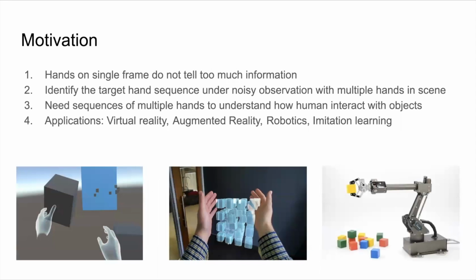Hands are becoming a focus in computer vision to understand how humans interact with objects. But hands in a single frame do not tell too much information. We need sequences of multiple hands to understand interactions. There are many applications of hand tracking, such as VR, AR, robotics, and imitation learning.